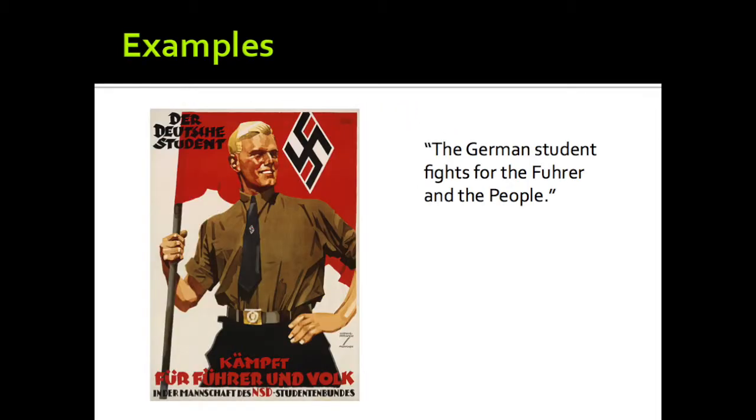This next example shows a young German male. This blonde kid seems to be a pretty good looking guy. He's well dressed. He's got his nice little tie with his nice little swastika tie clasp. He's holding the flag with the swastika on it. The translation here is that the German student fights for the Fuhrer and the people. The Fuhrer is Adolf Hitler. So it's suggesting here that to be a good little Nazi boy, you will be a good student, and it will only help with the country and its war effort.